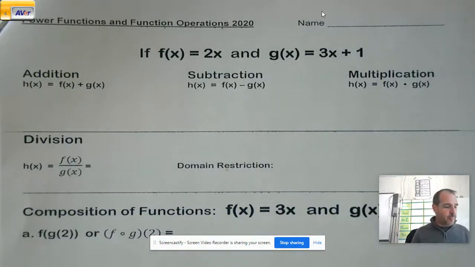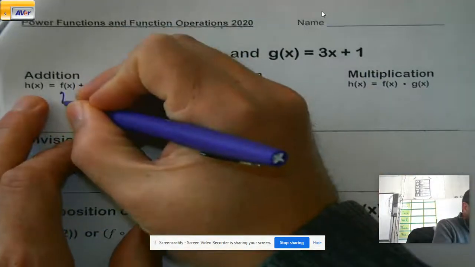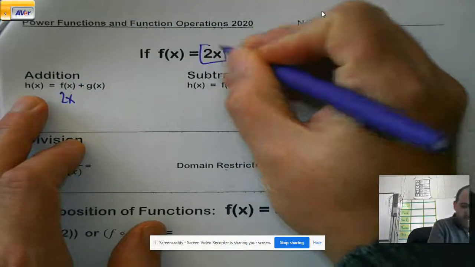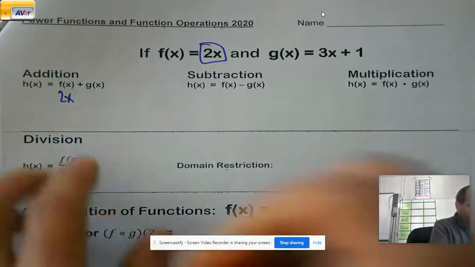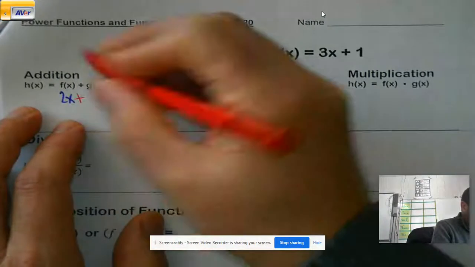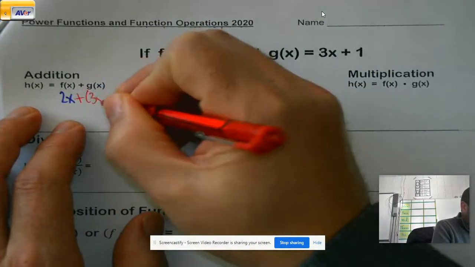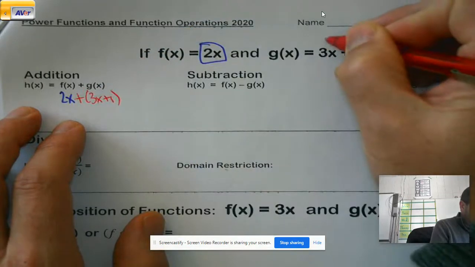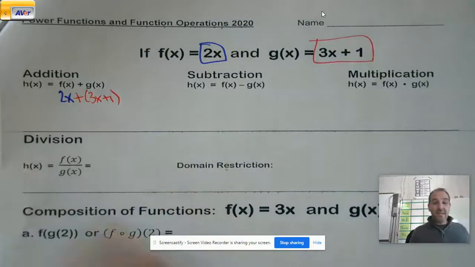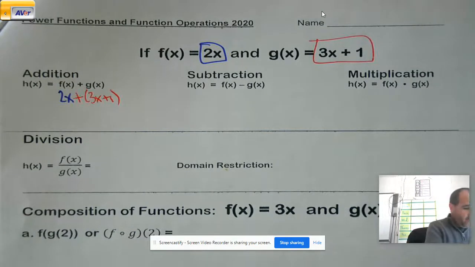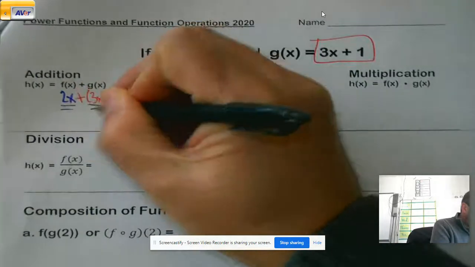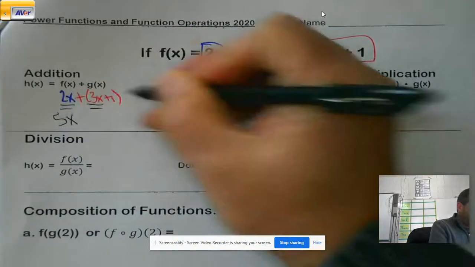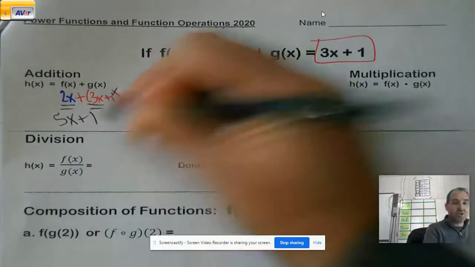So notice f of x is really 2x, and g of x is 3x plus 1. It's still the same thing. I'm still looking for the like terms that I have. 2x and 3x is 5x. That is my only constant term.